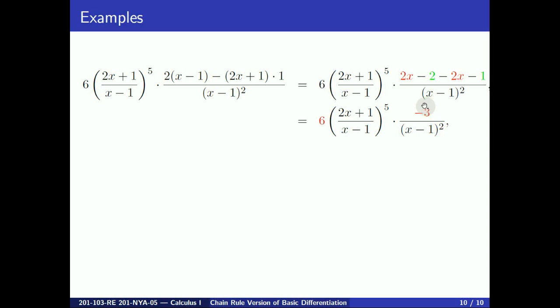Finally, we can write our final answer in a nice way by first regrouping the constant factors 6 and minus 3 together to get minus 18, and second by writing 2x plus 1 over x minus 1 to the 5th power as the quotient 2x plus 1 to the power 5 over x minus 1 to the power 5. Since in the denominator there is x minus 1 to the power 5 times x minus 1 to the power 2, it becomes in our final answer x minus 1 to the power 7.